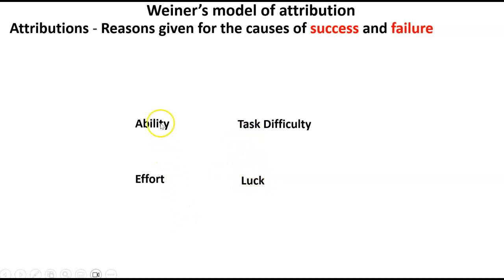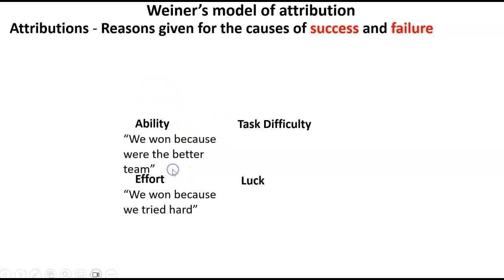So they were the key types of attribution that he identified. An example of those could be linked to success or failure. I'll just give you a quick one. We won because we were the better team, as we looked at before. You could then go to effort. We won because we tried hard. That's the kind of attribution someone would use if they were attributing their success to effort.